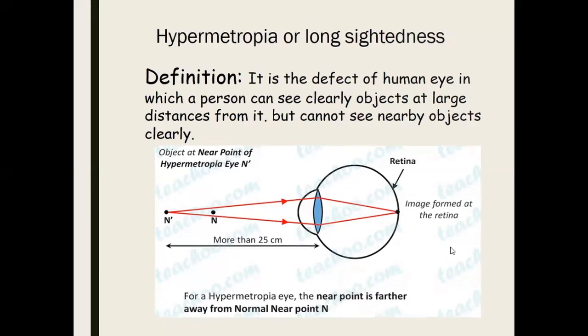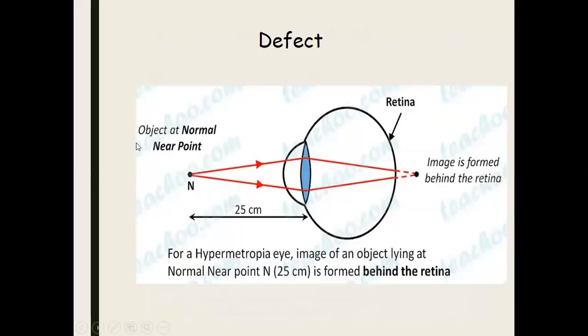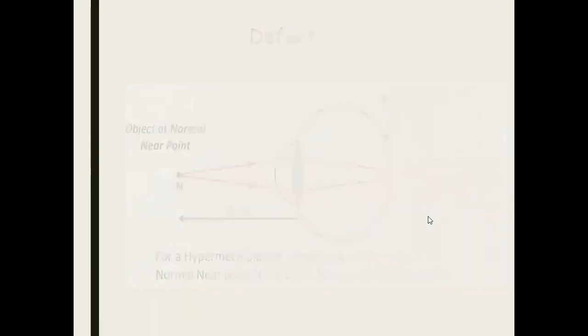Now, normally, what is the cause of this defect? When we are looking at things at the normal 25 centimeters, the least distance of distinct vision, keeping the object at the near point, for instance, when we are reading a book, the image is formed behind the retina. So when the image is formed behind the retina, the image seems blurred and we are unable to see that object clearly. So how are we going to remove that defect?